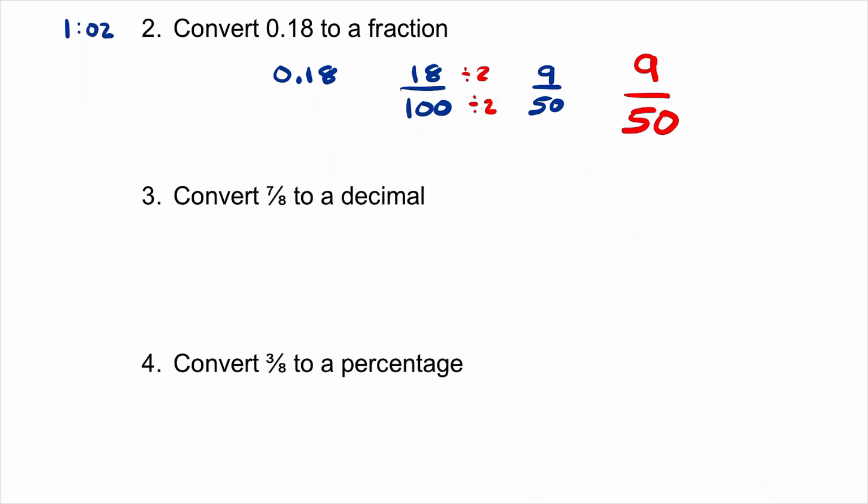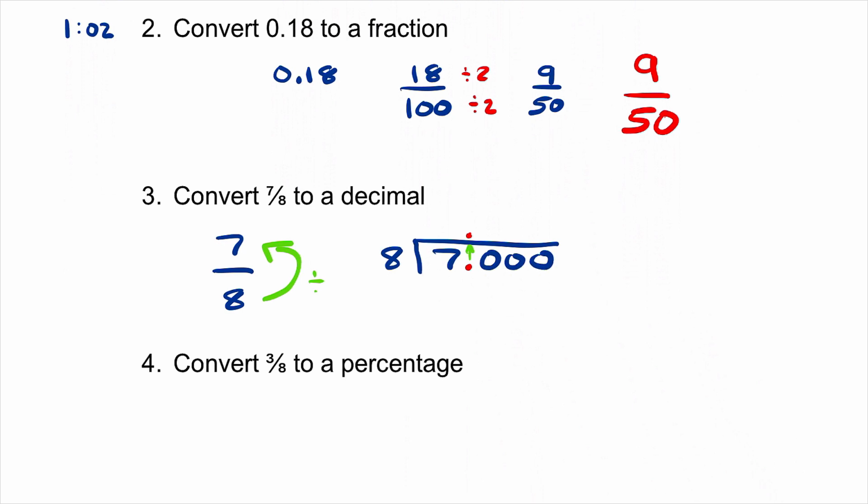All right, number 3, converting a fraction to a decimal. So when we're converting a fraction like 7 over 8 into a decimal, what we need to do is divide the bottom number into the top number. So 8 needs to go into 7. Now don't forget that we have that decimal place right there, and the best thing to do is just take that right up to the top. And now we can add as many zeros as necessary behind the decimal. It doesn't change the number.